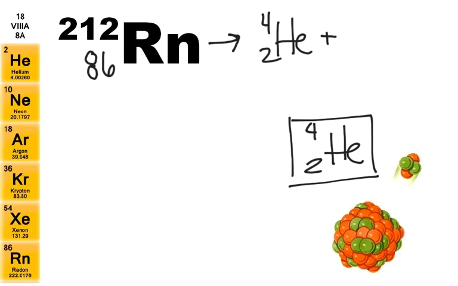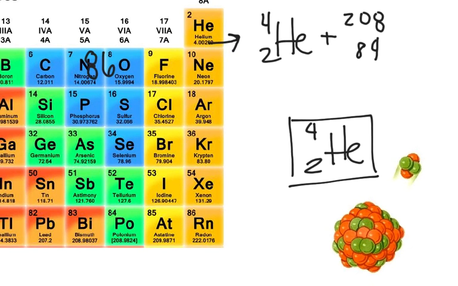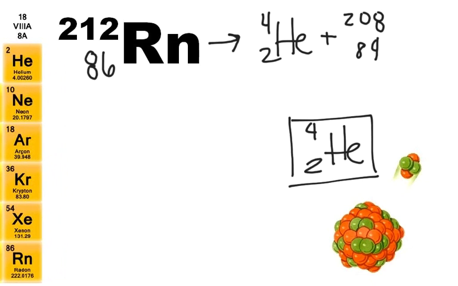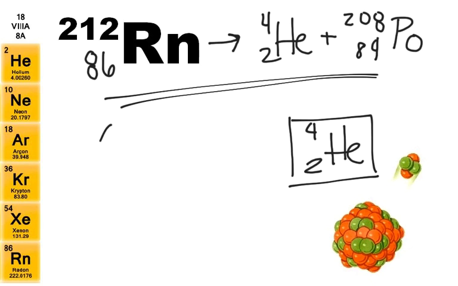And then this part is very simple, just the numbers have to match up. The top numbers on the right side of the arrow equal the top numbers on the left side, and same thing with the bottom numbers. So 212 must be 4 plus 208, and 86 must be 2 plus 84. So we go back and look at our periodic table and say, who's number 84? 84 is down here, polonium. So we put in our symbol here, polonium. And that's our decay equation, our nuclear equation. And since it gives off an alpha particle, this whole thing is called alpha decay.